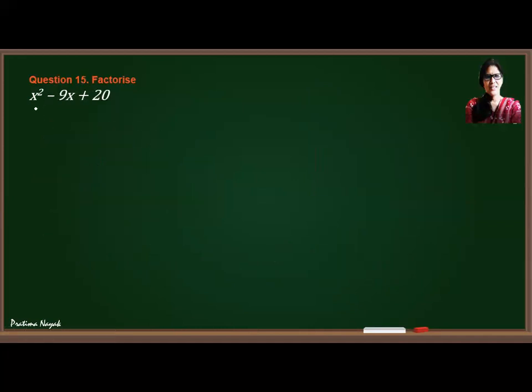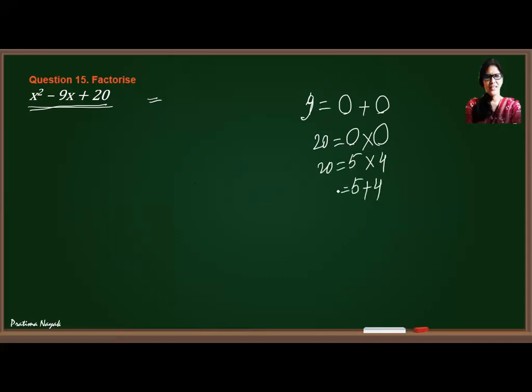x square minus 9x plus 20. I hope this question is very easy. You have to break 9 as a sum of two numbers whose multiplication gives you 20. Nothing to think. Is there anything to think? 5 fours are 20. 5 plus 4 is 9. This is the simplest thing. So break 9 as minus 4 plus 5, x plus 20.